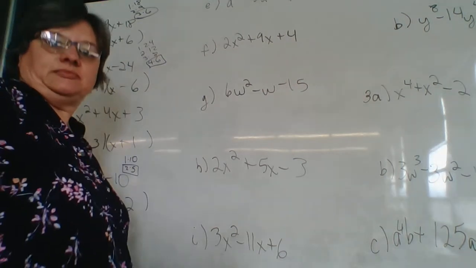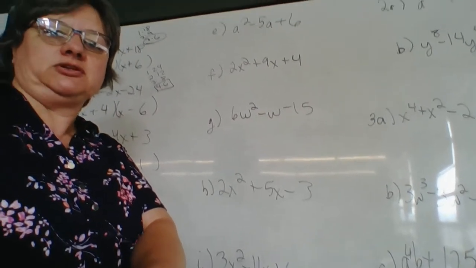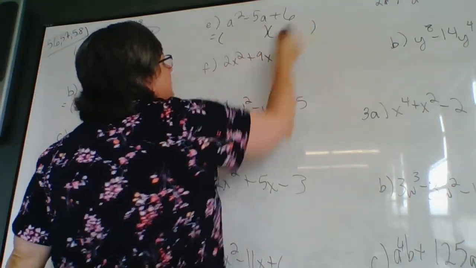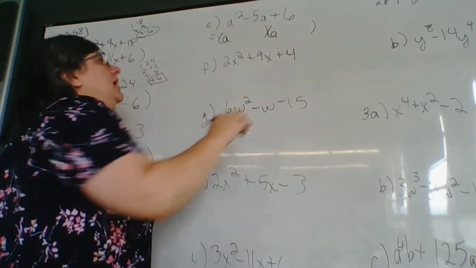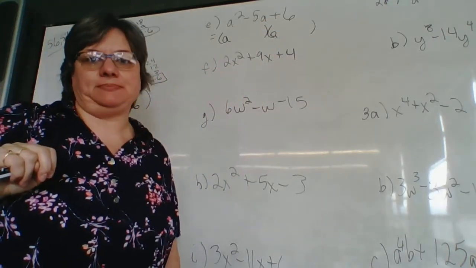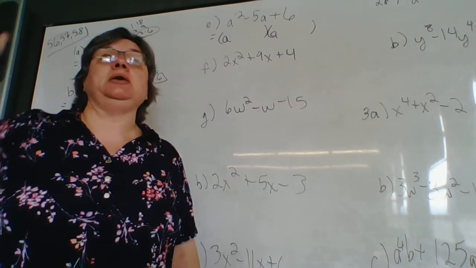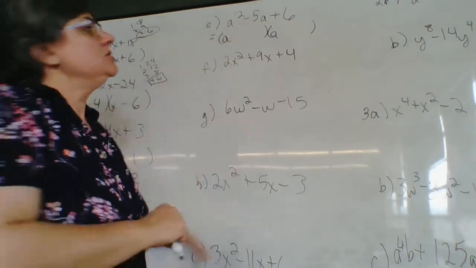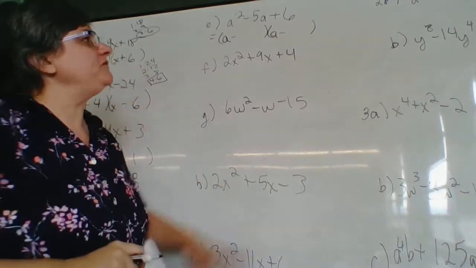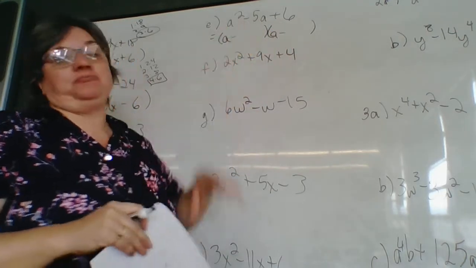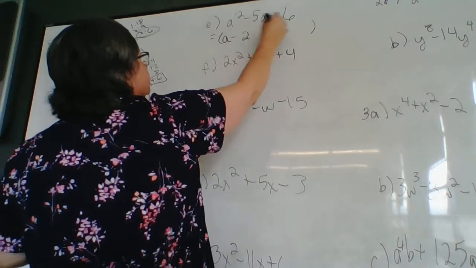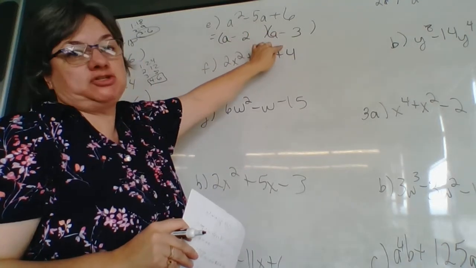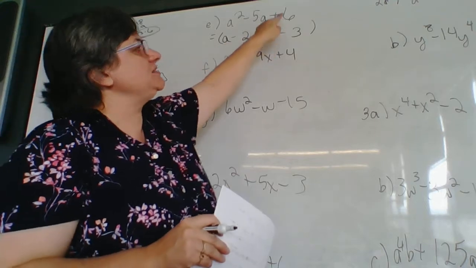Let's try E. I will adjust slightly so you can see better. They have nothing in common, so we have 2 parentheses. A and A. I have a positive on the end. There are 2 ways to get a positive when you multiply 2 different numbers. Could be positive times a positive is a positive, or negative times a negative is positive. Look in the middle, it's negative, so I need 2 negatives. What are the factors of 6 that add up to give me 5? Well, that'd be a 2 and a 3. Let's try it. A squared minus 3a minus 2a is minus 5a. Negative times a negative is positive 6.